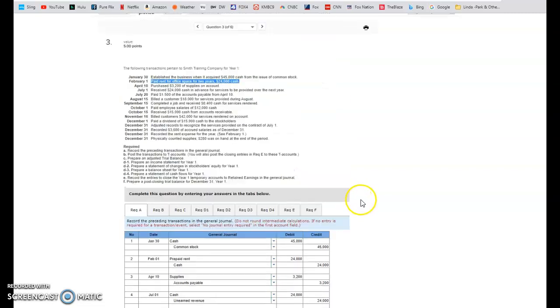Okay, then the last one is supplies. They physically counted supplies on hand, $280. And let's remind ourselves, on April 10th, they bought $3,200 of supplies, and then they're going to count them, and there's only $280 on hand. Well, what happened to the difference? Well, they used it, right? And if you use something, that's an expense.